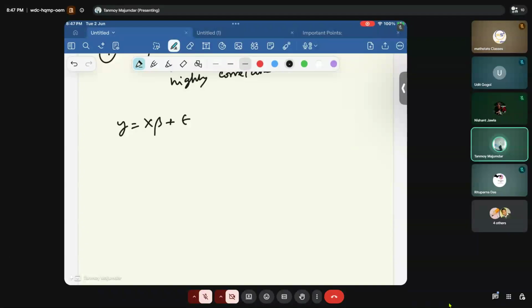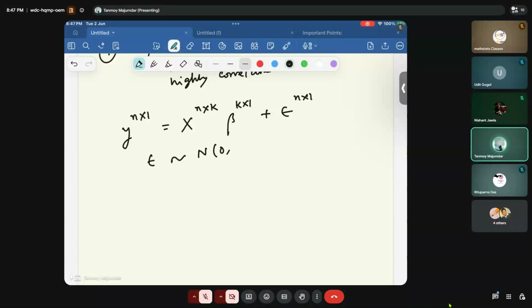So this is the regression model. Writing it properly, y has dimension n cross 1, equal to X with dimension n cross k, then beta with dimension k cross 1, then epsilon with dimension n cross 1. And here epsilon follows a normal distribution with mean 0 and variance sigma square I_n. This was our assumption.